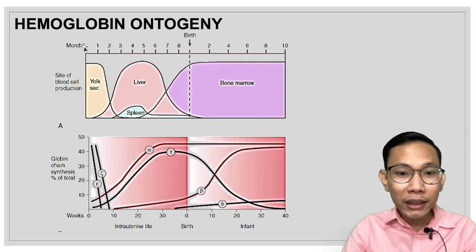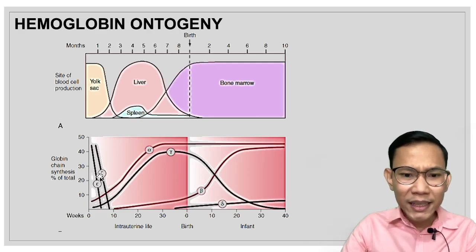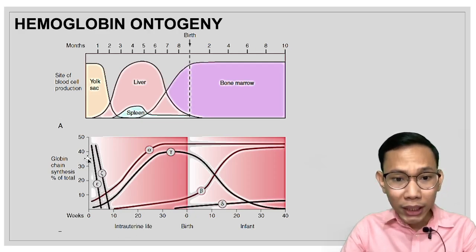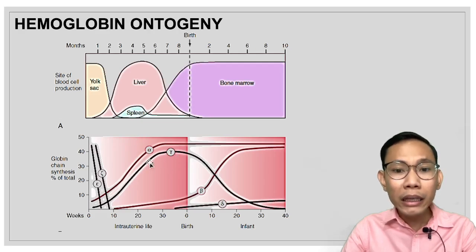Again, at the early stages of life, at the prenatal stage, ang main globin chain na na-produce is your epsilon and your zeta. And then, as times goes by, during the intrauterine life, nagbabago, nagdi-decrease ang value ng ating epsilon and zeta, and napapalitan sila ng alpha and your gamma. Your alpha and your gamma is your fetal hemoglobin. Fetal hemoglobin ito.